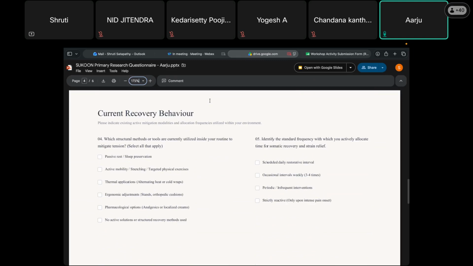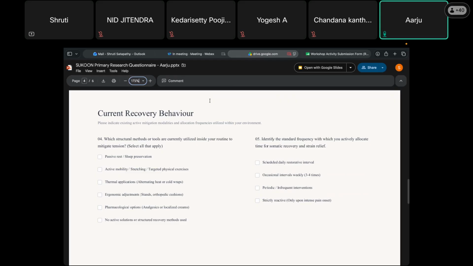Okay. So in this, I wanted to ask what their current recovery behavior is. If they're using some solution like medicines or something else, what's the scenario, how it is changing, and how it's affecting them.